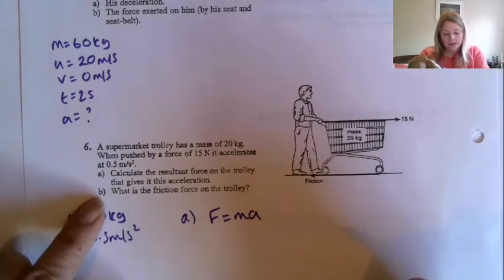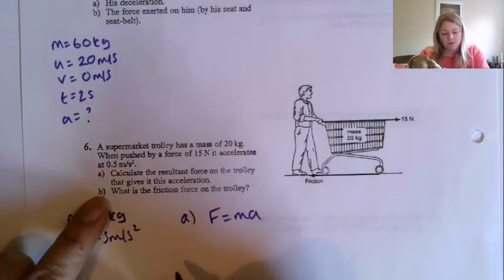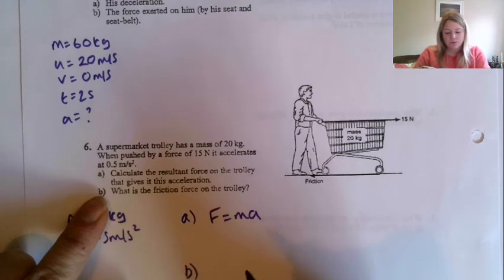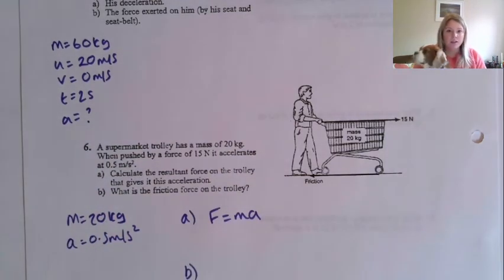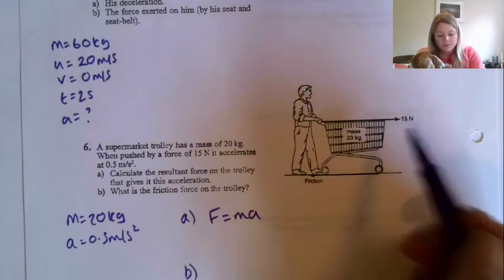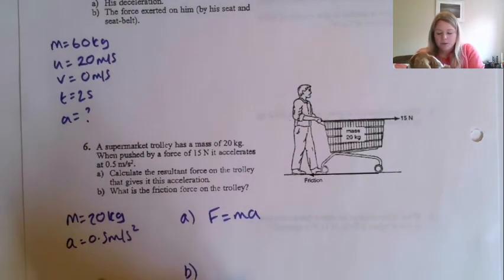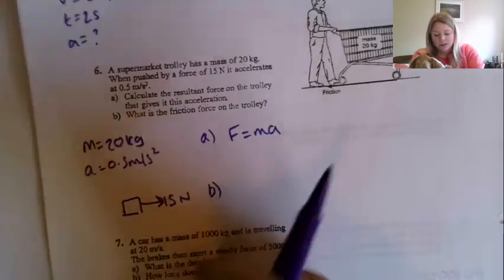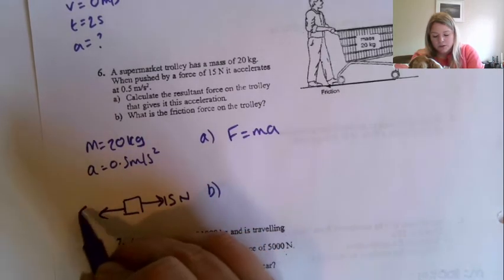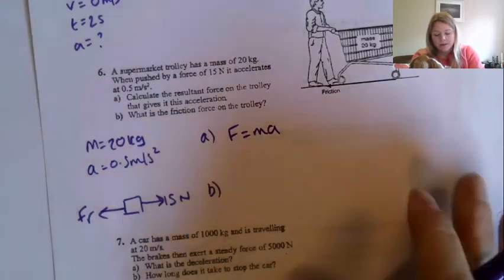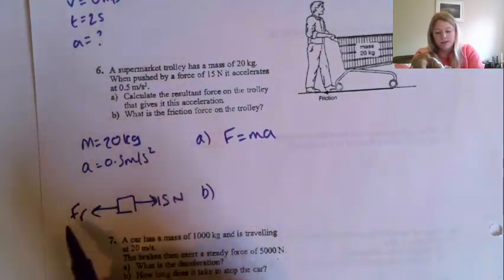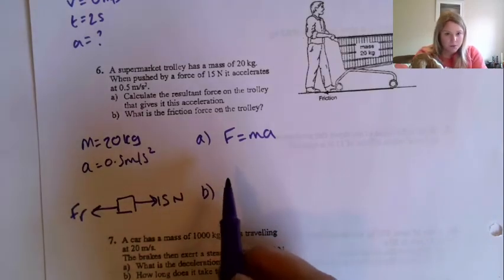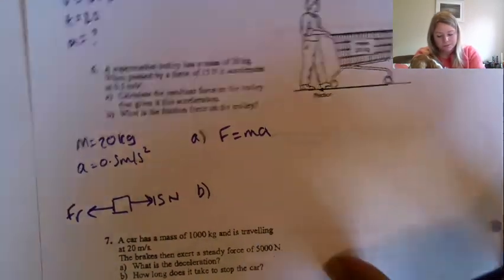Then part B asks for the friction force. So to get that, we're going to use the value of the resultant force and the value of this forward force. Now, I'm going to draw a wee diagram. We're going to have our 15 newtons acting that way. And we're going to have our friction, I'll call it FR, right, acting that way. These two have to combine to give us this resultant force. That's my hint for that one.